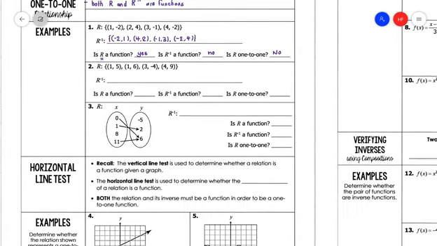On number 2, we're going to do the same thing. We're going to make our inverse by switching our x and our y values. Looking at the original R, we have 1, 1, 3, 4 as my x values. So R is not a function because I repeated 1.